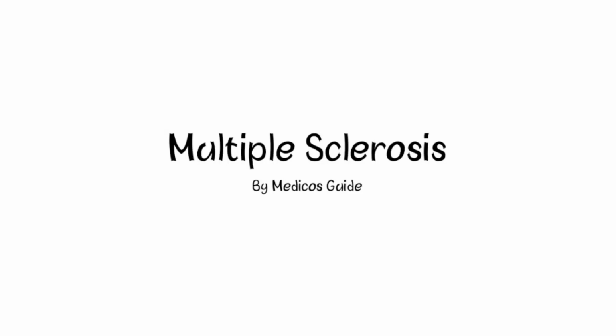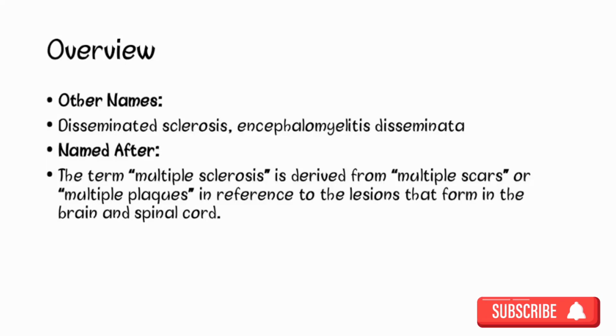Welcome to our comprehensive video on multiple sclerosis, a complex autoimmune disorder affecting the central nervous system. In this video, we'll delve into every aspect of multiple sclerosis, from its definition, historical background, to its symptoms, diagnosis, treatment options, prognosis, and much more. Now let's begin with the overview.